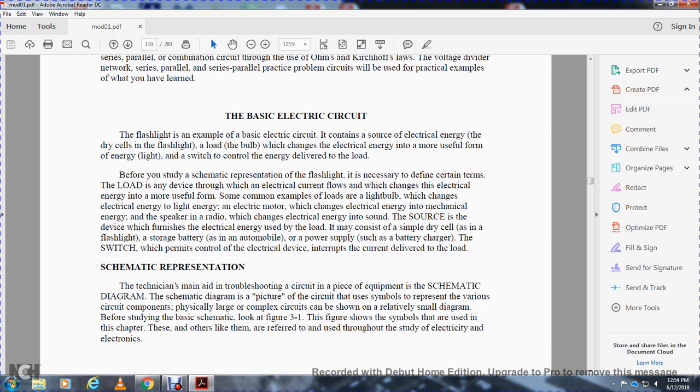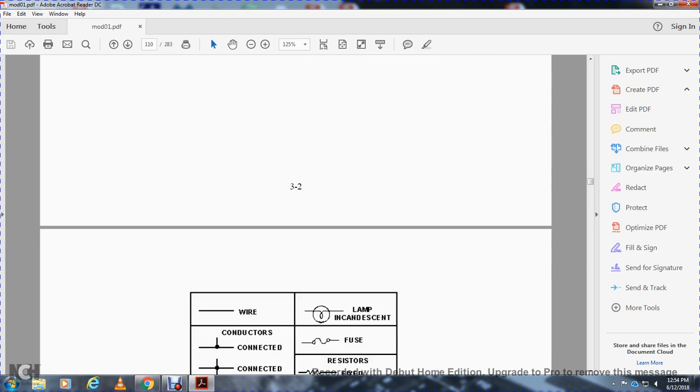Schematic representation. Technicians use the schematic diagram as a main aid in troubleshooting circuits and equipment. The schematic diagram is a picture of the circuit that uses symbols to represent the various circuit components. Physically large and complex circuits can be shown with a relatively small diagram. Before studying the basic schematic, look at Figure 3-1, which shows the symbols used in the chapter. Study them and refer to them throughout your study of electricity and electronics.